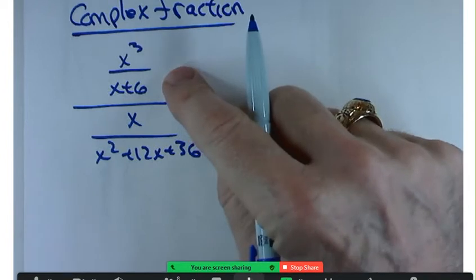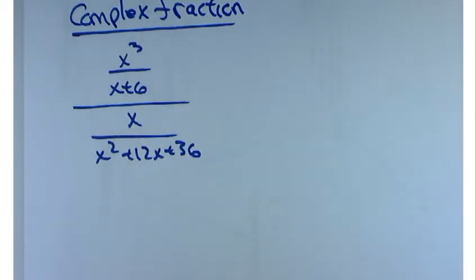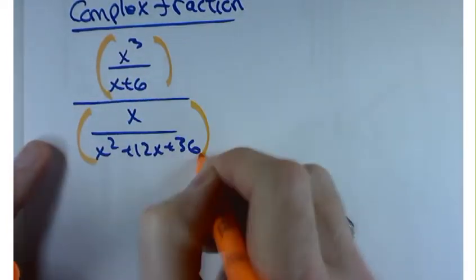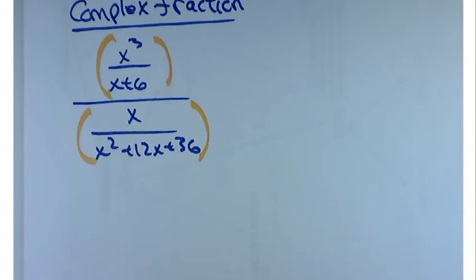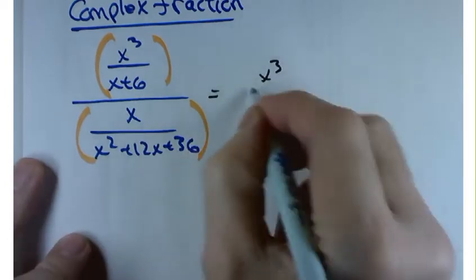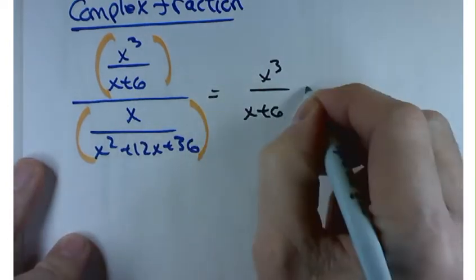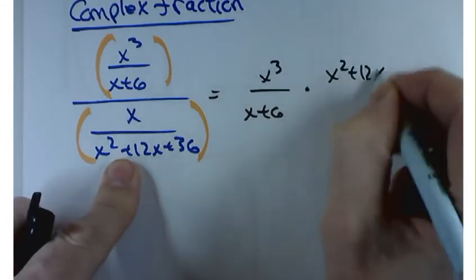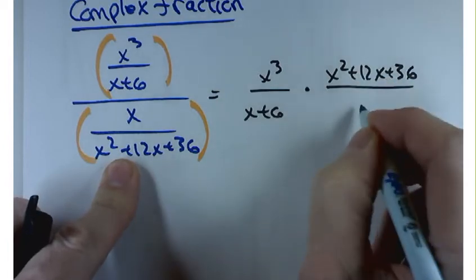Now the way that we can work this is by realizing that the numerator is itself a fraction, and so is the denominator. So I've got a fraction here and a fraction here. What's the rule for dividing by a fraction? What do you always have to do when you divide by a fraction? You multiply by the reciprocal. Perfect, thank you. So that's going to be x cubed over x plus 6 times the reciprocal here, which is going to be x squared plus 12x plus 36 over x.